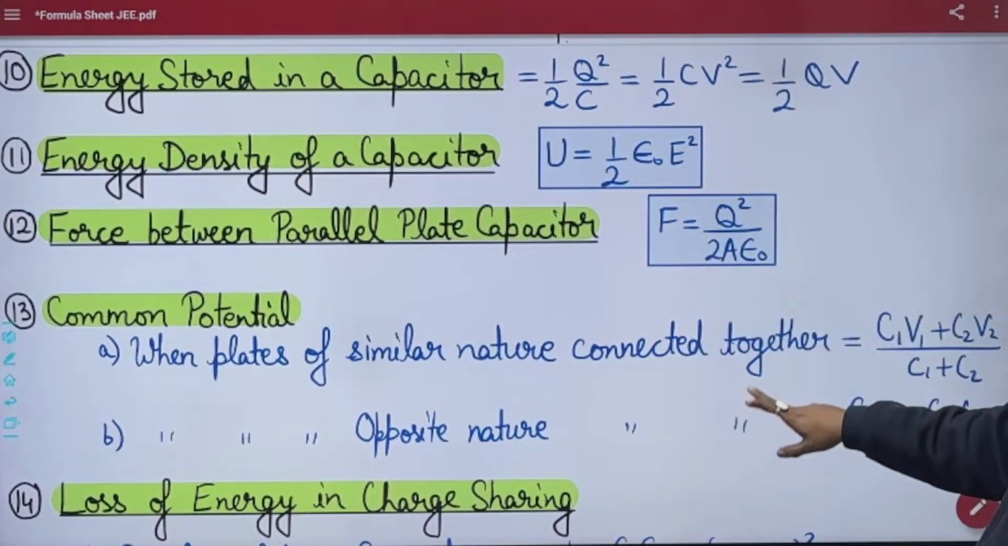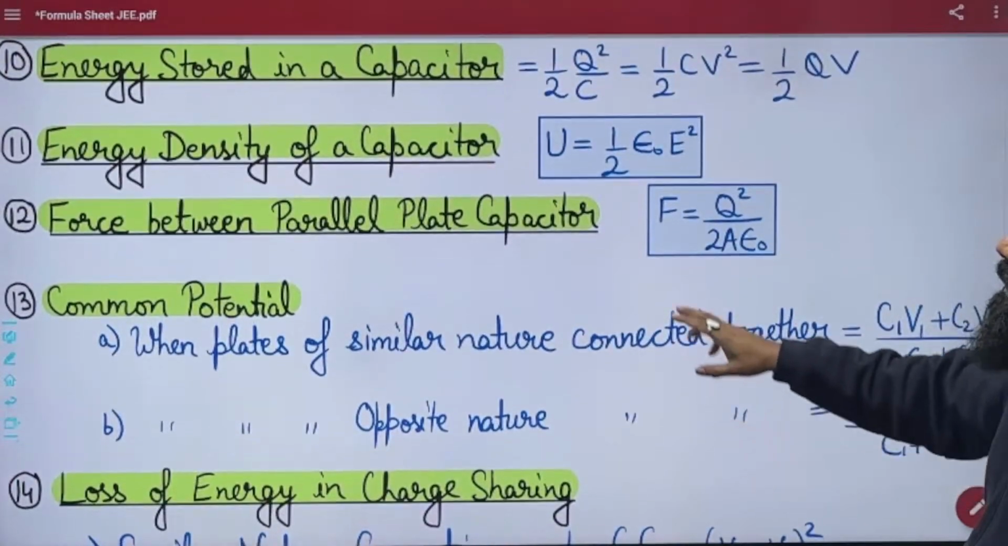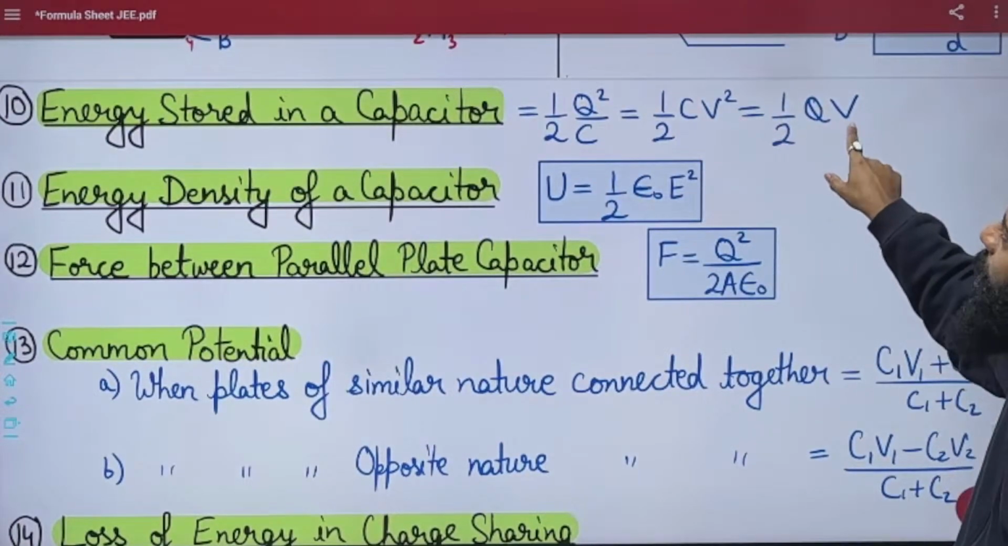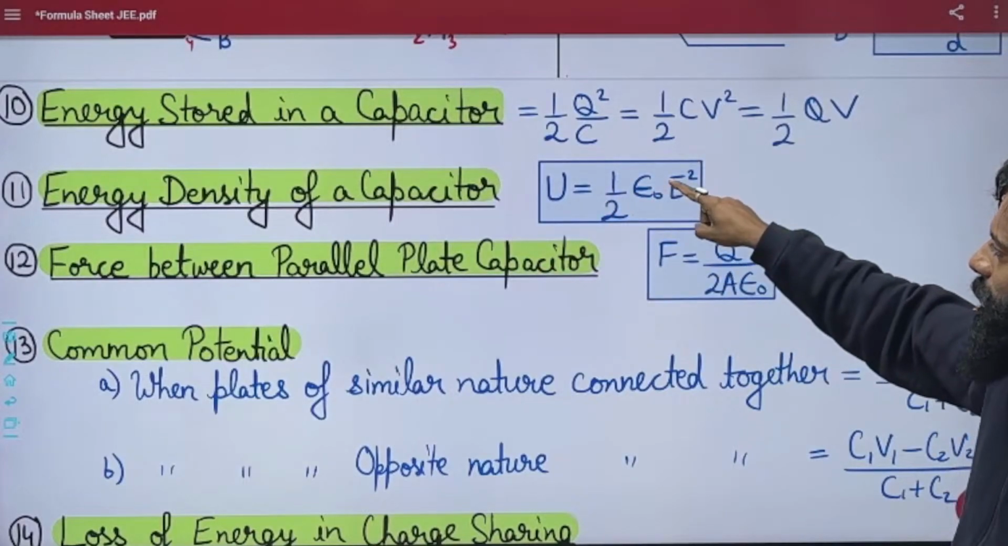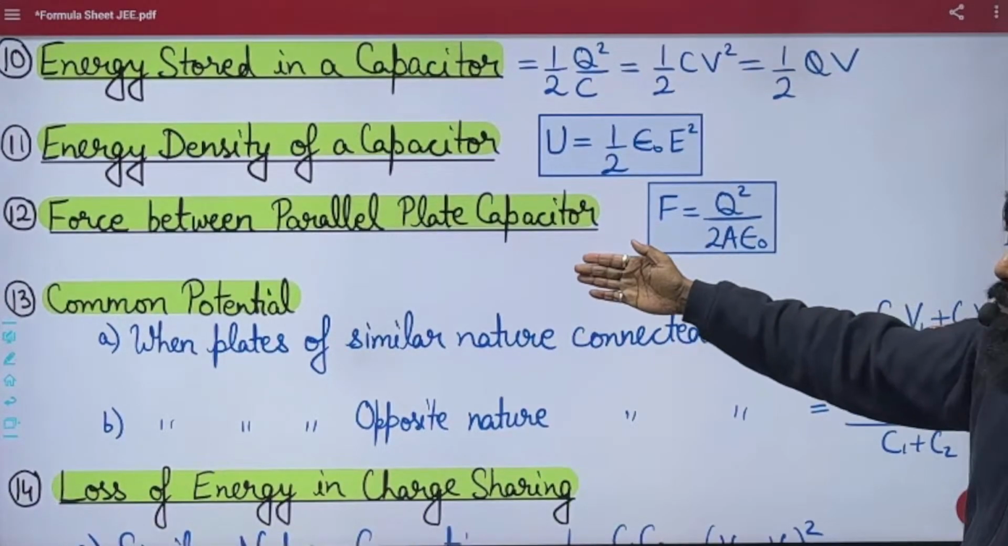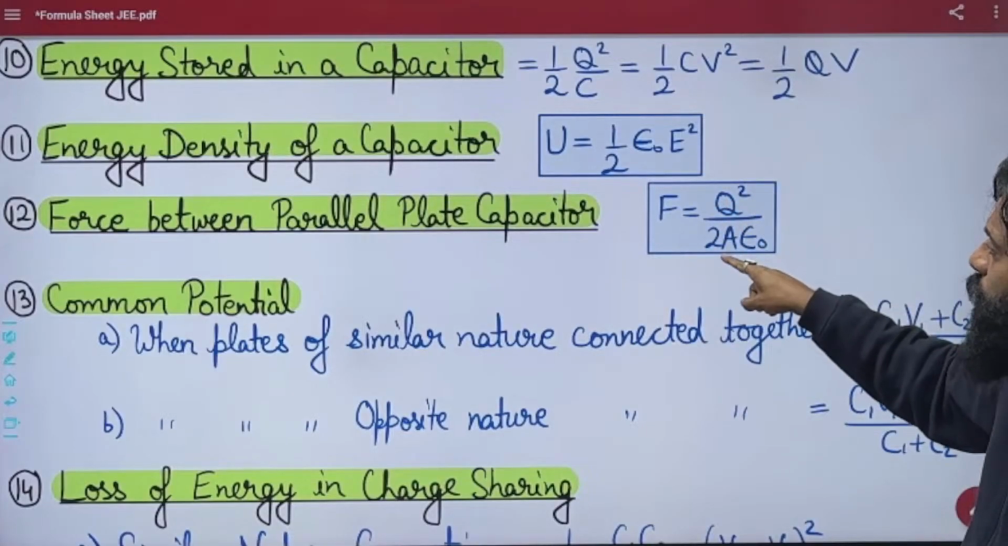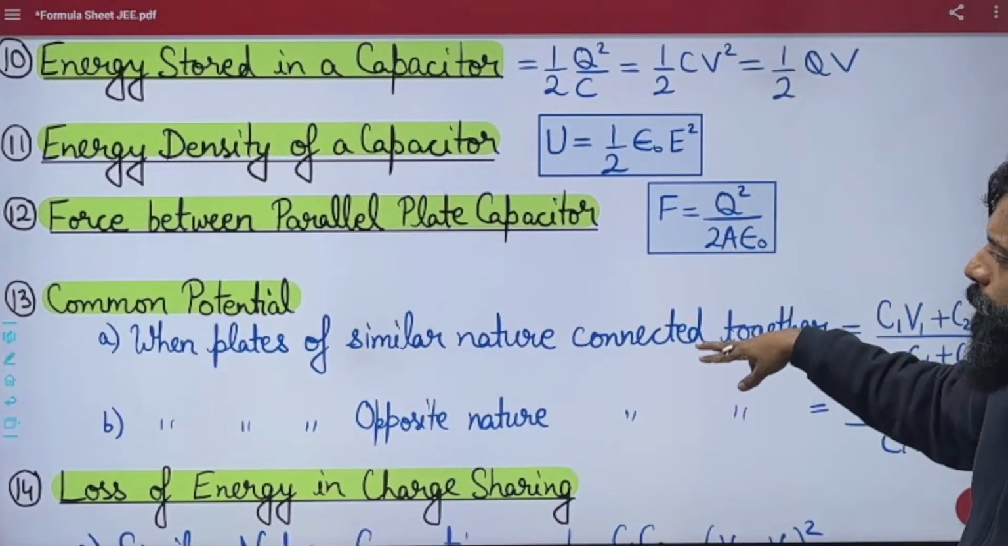Next, the energy stored in the capacitor. It's half Q square divided by C, half CV square, half QV. For the energy density, it's half epsilon naught E square. And if you need to find the force between the parallel plate capacitor, it's basically Q square divided by 2A epsilon naught.